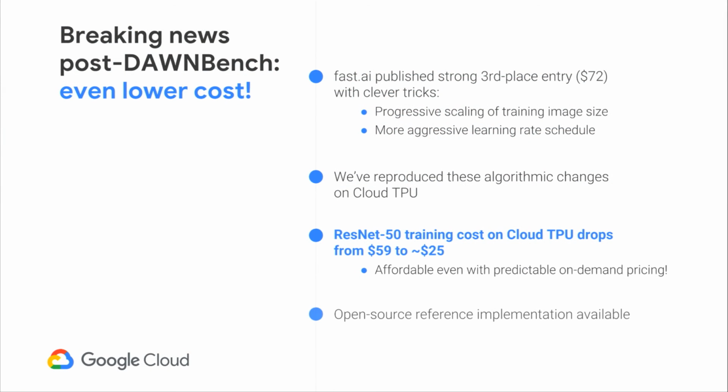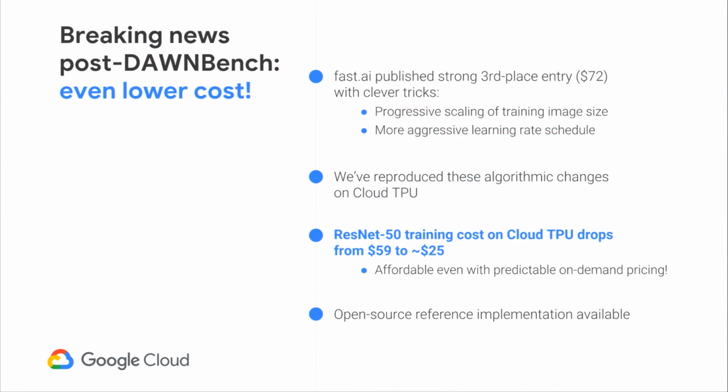onto larger and larger slices of these TPU pods. Now, I mentioned earlier the number of arXiv papers that are getting published every day, and there's real progress happening there, including new tricks that sometimes change the algorithms and make it possible to achieve your goals even faster. One set of those tricks came from an organization called FastAI, which published a very strong third-place entry in the DawnBench competition. They showed that if you progressively scale up the size of your training images while you're training, that can let you go even faster in the early stages of your training process.